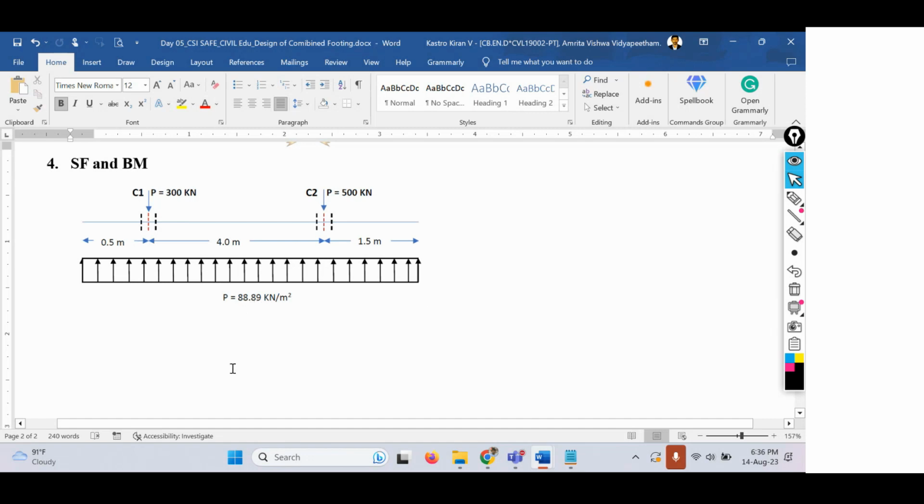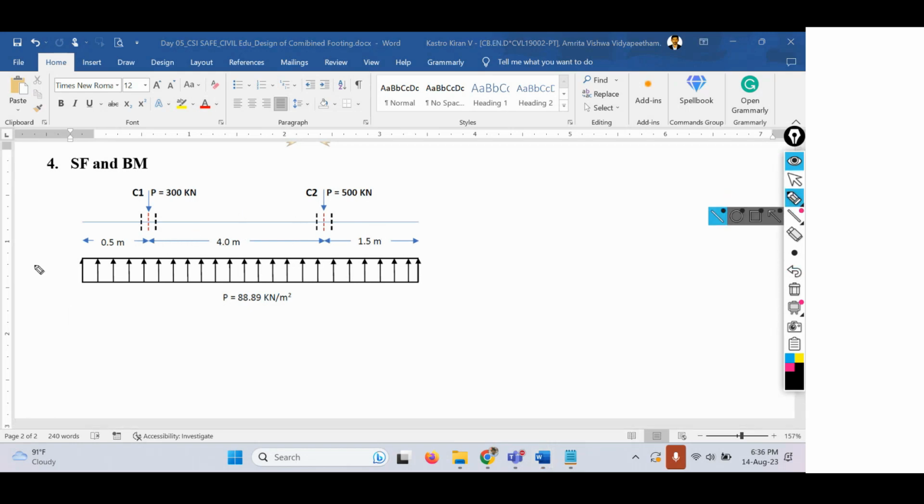While calculating the shear forces and bending moments, it is important to consider the upward soil pressure also, because that is also a type of load. Whether it acts from the top or from the bottom, it is a load. Shear forces shall be calculated at the left and right sides of each point. Here, these two are the column points.